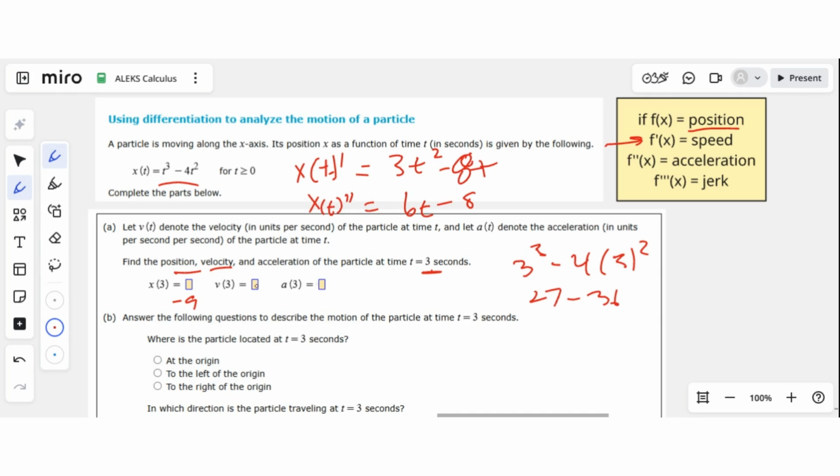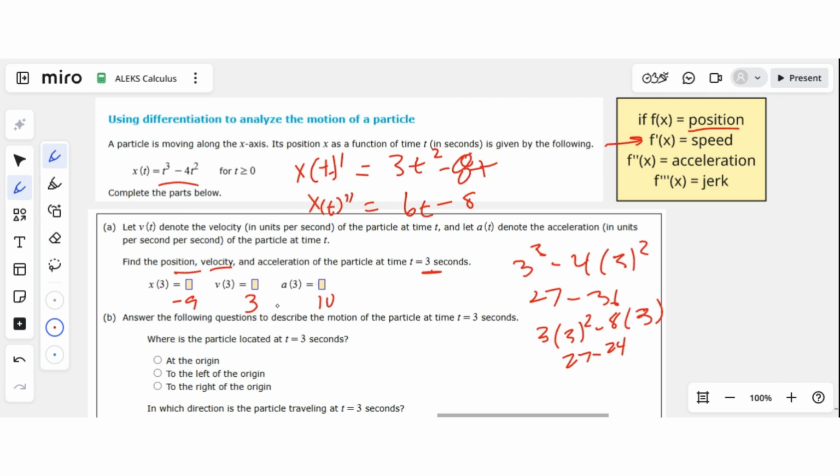How about the velocity at that point? So the velocity is going to be our first derivative. We plug in 3 again. We're going to get 3 times 3 squared minus 8 times 3. So that's 3 times 9, 27, minus 24. So that's a velocity of 3. And our acceleration, we just plug it in here. 6 times 3 is 18 minus 8. So it's an acceleration of 10.